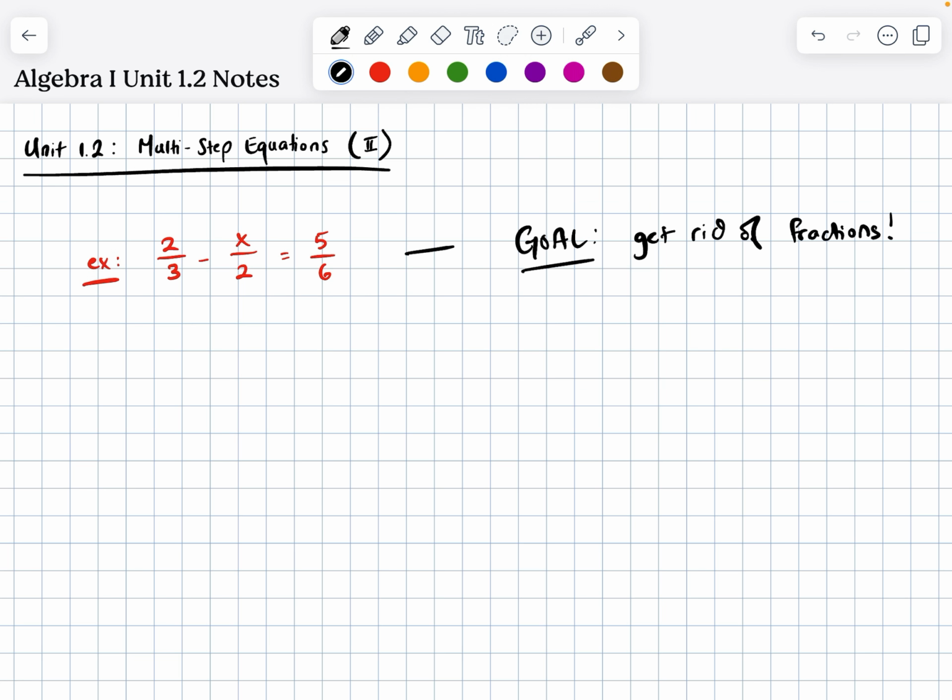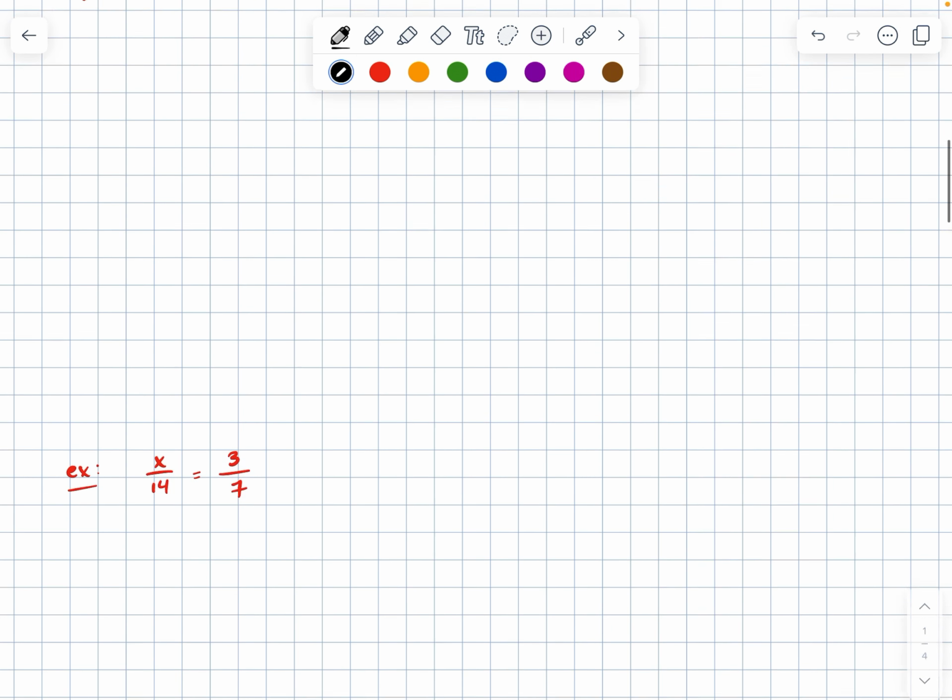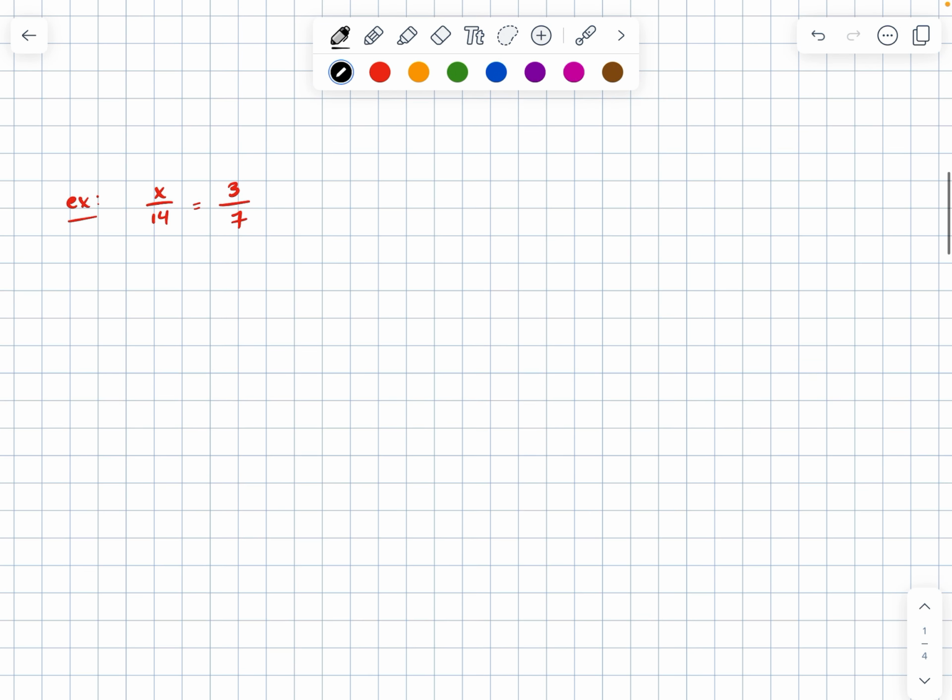So let's take a slightly simpler version of this problem and see if we can use it to motivate a choice that we could make to solve this friend. So let's look at this problem, slightly simpler. X over 14 equals 3 over 7. What's this guy an example of?